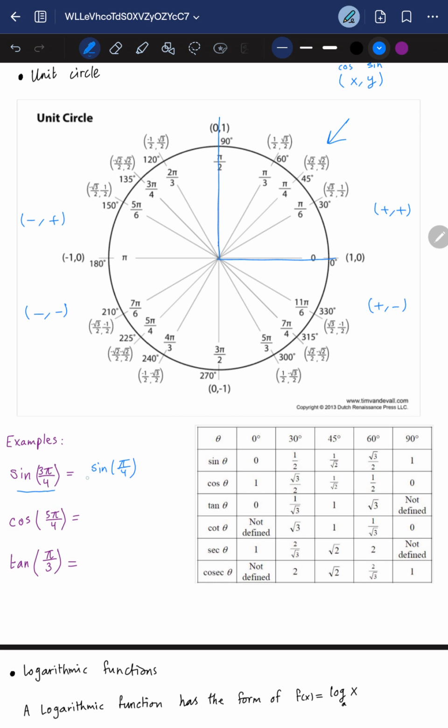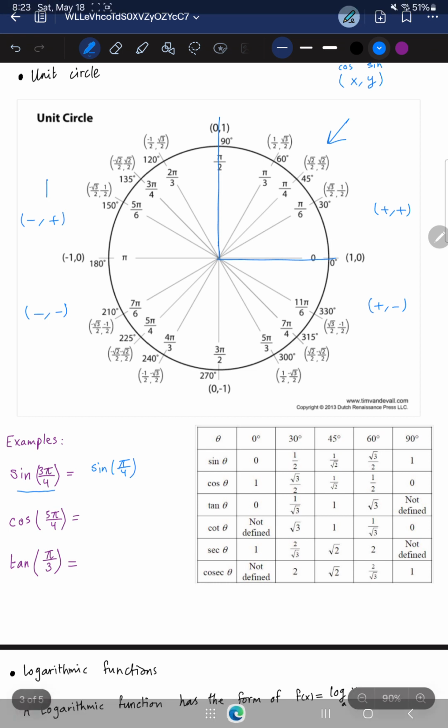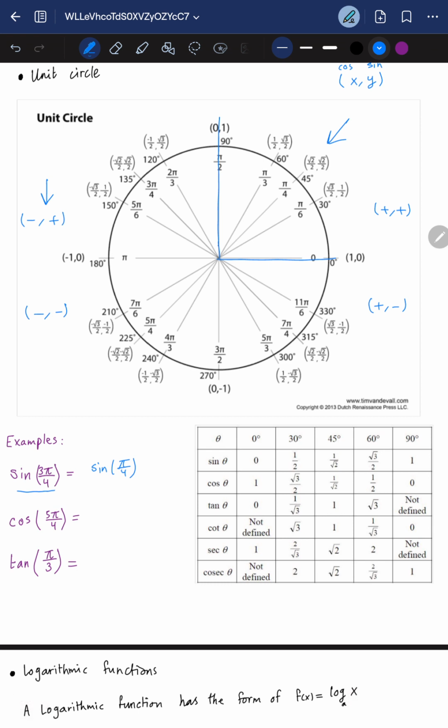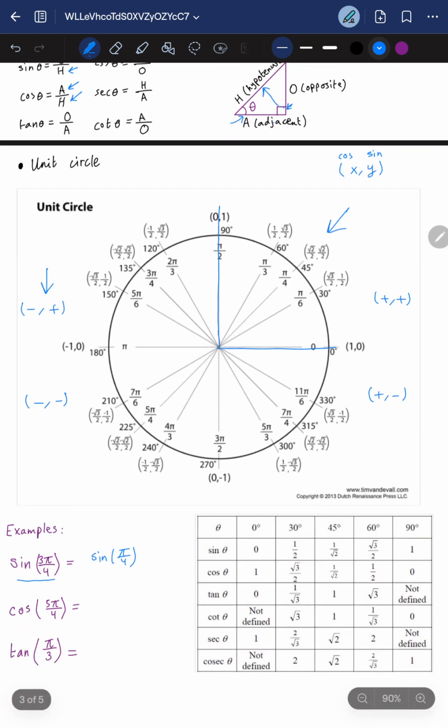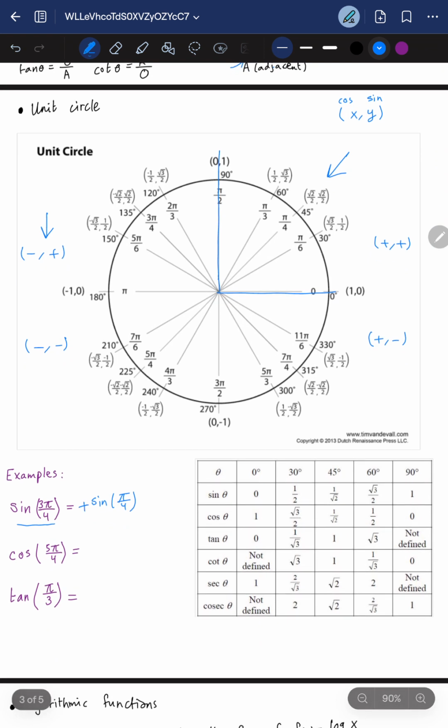But is it positive or negative? So here you use the fact of positivity and negativity of the point or the coordinate. So sine, we said it's the y, and the y value is positive in the second quadrant. So this is plus, which is positive. And we already know that sine pi over 4 is just the y coordinate of this point. So this is just positive radical 2 over 2.